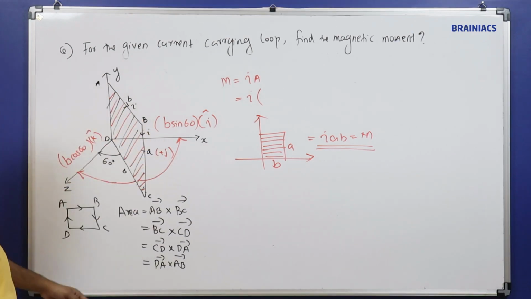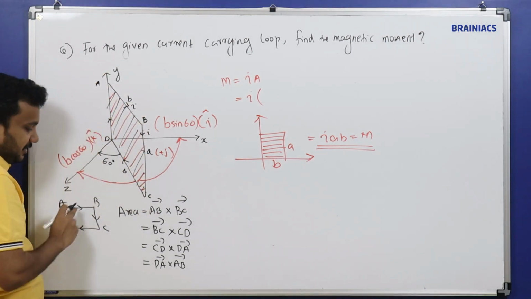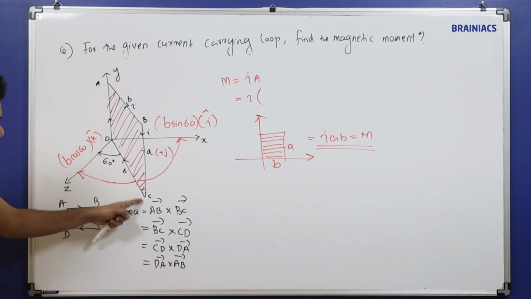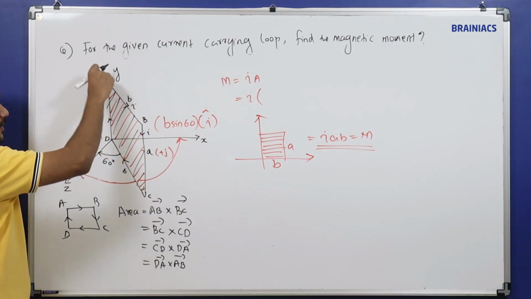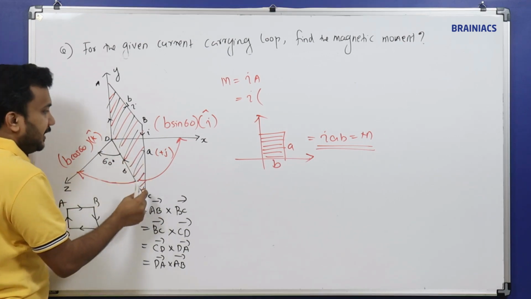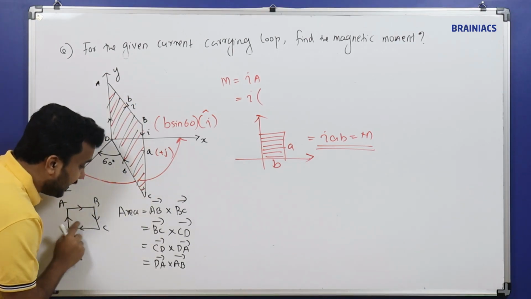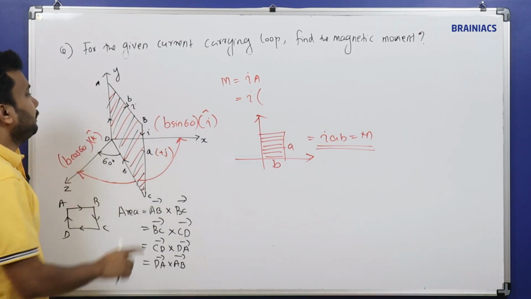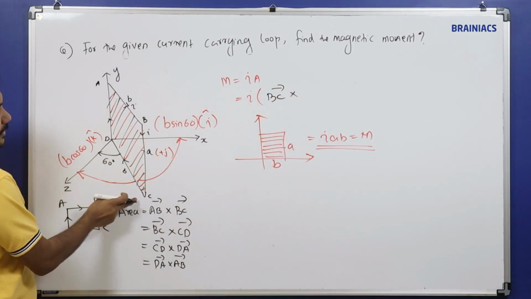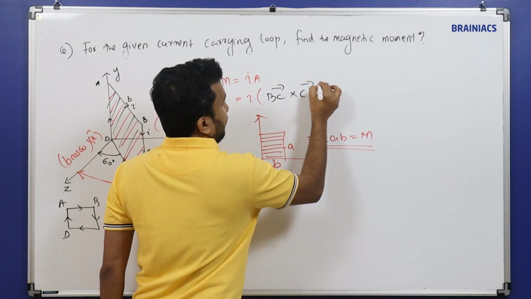That is the direction of the current format. Here we have two sides, one is this side and one is this side. The current is going in the direction of this arrow mark, so you have to take the arrow mark direction. You can take AB cross BC, or BC cross CD, or CD cross DA, or DA cross AB, but only in this direction, not in the opposite way. So here I am taking BC cross CD.